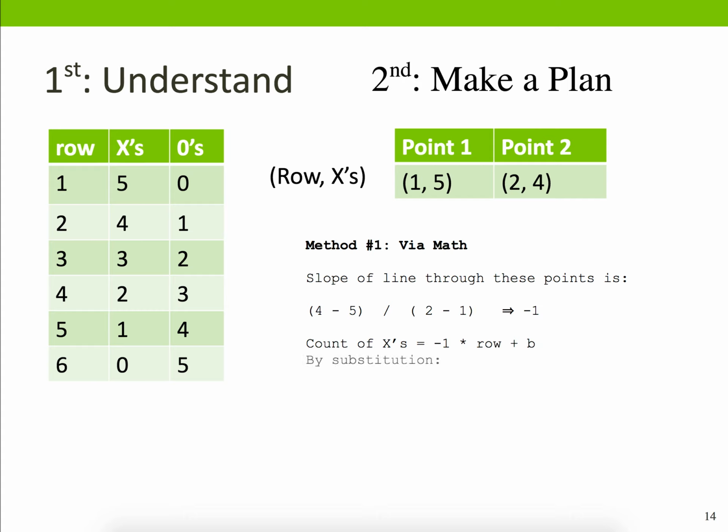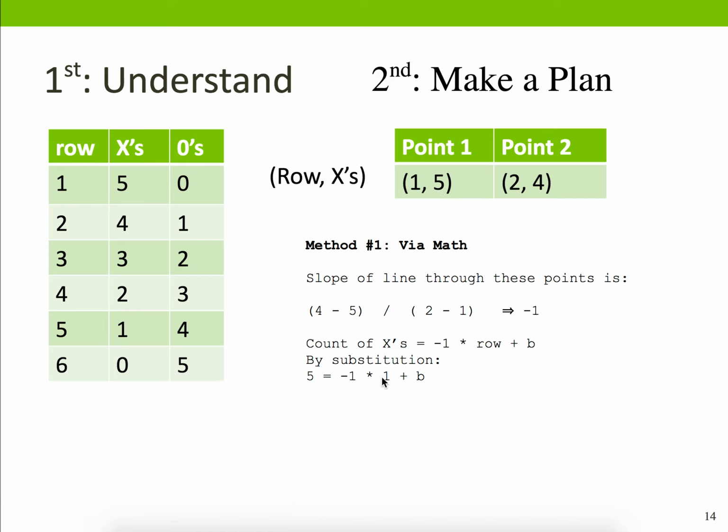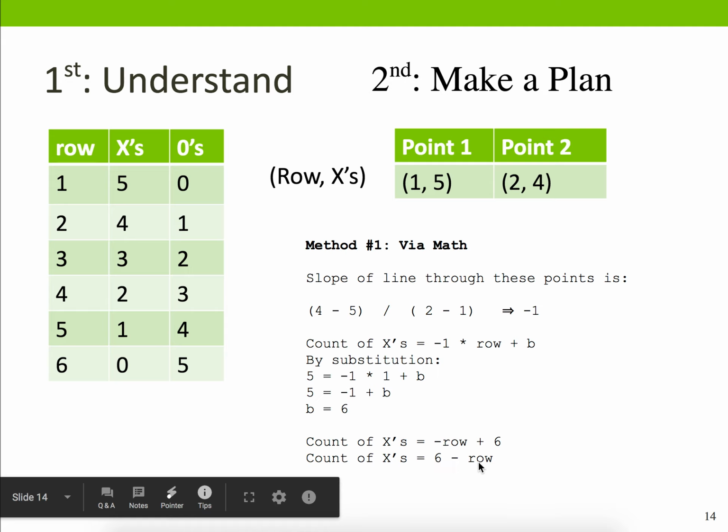So now let's solve for b by substitution. We're going to put in a point. I just put in this point, 1, 5, in for my x's and my rho. And then I solve for b, and I get b is equal to 6. So then my equation is the count of x's is equal to minus rho plus 6. And I'm going to simplify that to make it look a little bit better. My count of x's is equal to 6 minus rho.